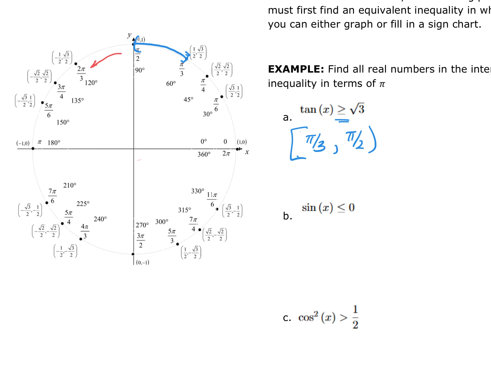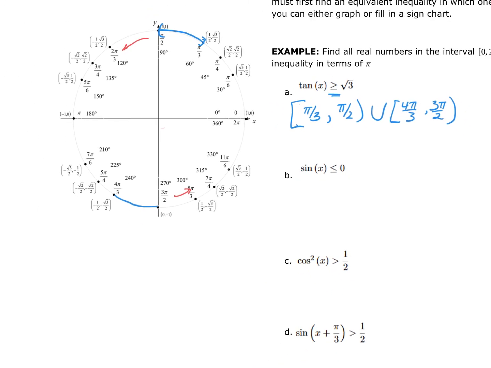pi over 3 inclusive, and then it stops at pi over 2 non-inclusive because you can't have the tangent of pi over 2. The other location in which I have the positive square root of 3 is down here in this quadrant. Once I get into the next quadrant, my tangents are negative numbers. So then this is going to union with 4 pi over 3, and then all the way to 3 pi over 2, but non-inclusive because you don't get to include 3 pi over 2.